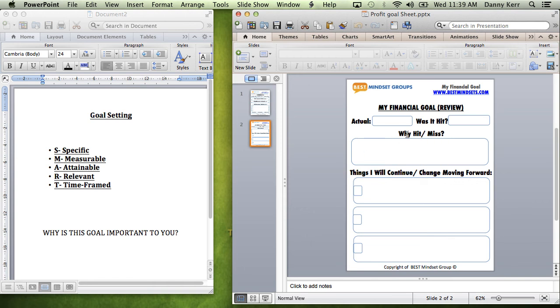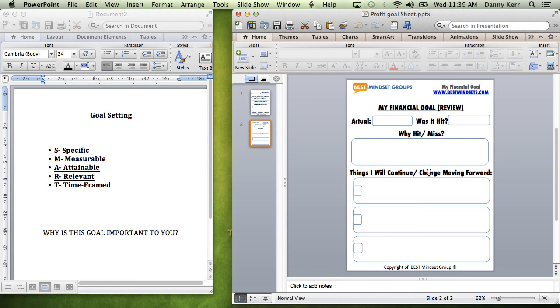Because it's so important. If you hit your goal, what did you do right so that you can replicate that time after time after time? And if you didn't hit your goal, what are some things you could do to improve, to really just push yourself to that next level? Really understanding that why is so important.